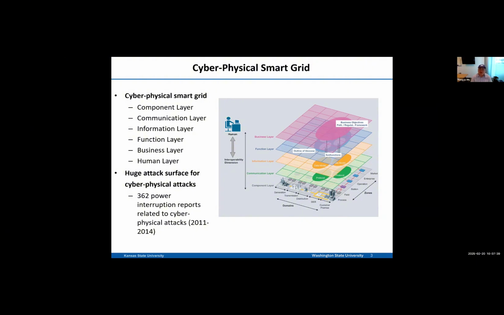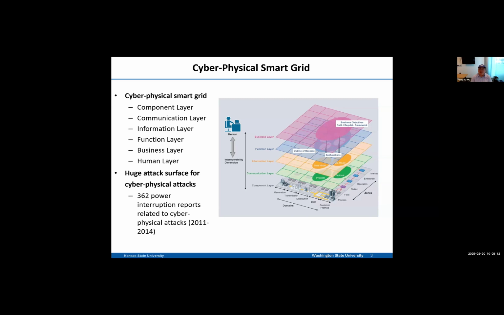One layer up, as you can see from this figure, is the communication layer, where various communication protocols such as DNP3 and IEC 61850 reside. Another layer on top of the communication layer is the information layer, which has various data that gets stored by the data models. Then we have the function or application layer containing functions such as energy management system, advanced distribution management system, and stuff like that.